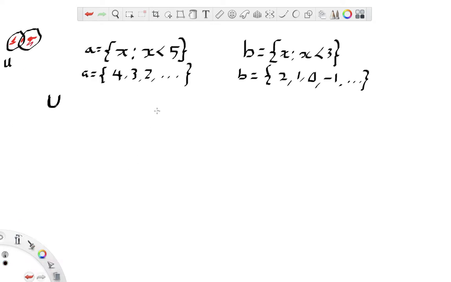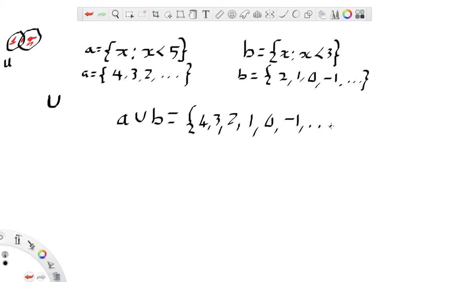So we can apply this to sets as they are. So if we want to work out what A union B is, well, it means we want everything that is in A and B. So A union B is everything that is in the sets A and B. So we just combine the sets together. So 4, 3, 2, obviously 2's in B, 2's in A as well. 1, 0, minus 1, and so on.